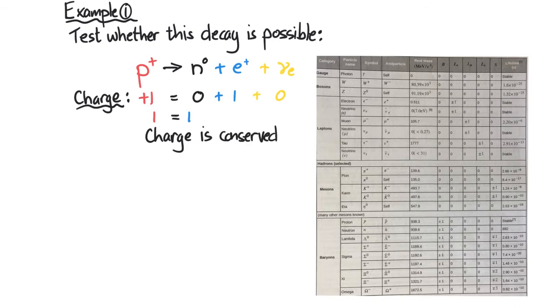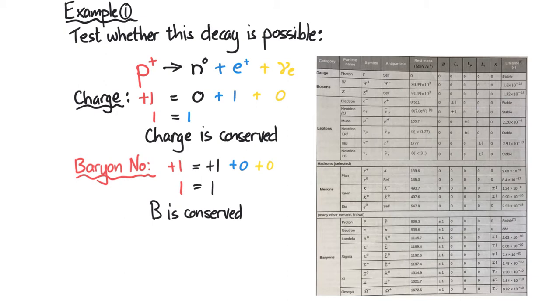So firstly we're going to look at whether charge is conserved. The charge of a proton is +1. The charge of a neutron is 0 because it's neutral. The charge of a positron is +1, and an electron neutrino has a 0 charge. So if we look at the left hand side, it's +1. If we add these up, we get +1. So charge is conserved in this interaction.